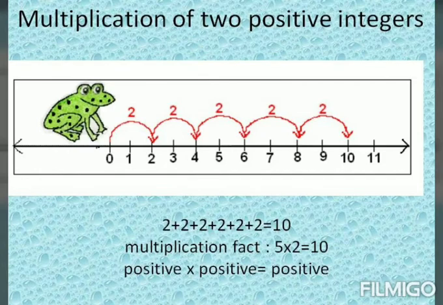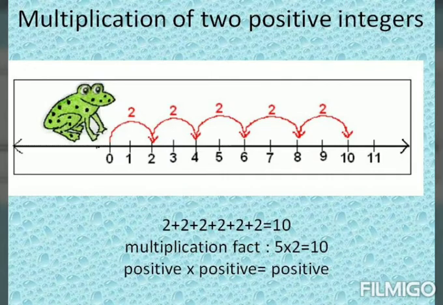Here it is a number line. Using this number line, here we have multiplied 2 into 5, that is 5 into 2, which is also 2 into 5, equal to 10. Now using this number line we found that positive into positive is equal to positive. When we multiply two positive integers, again we get a positive integer.